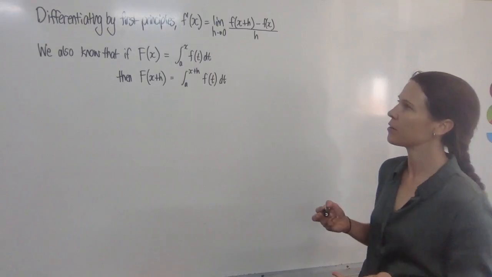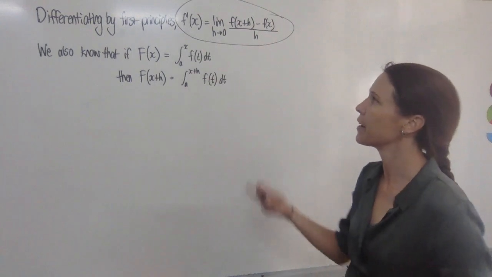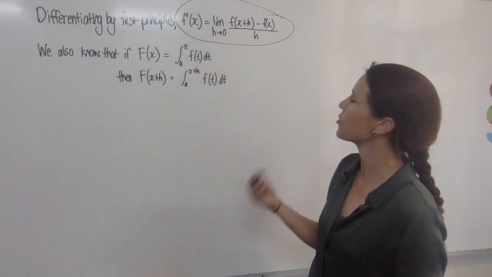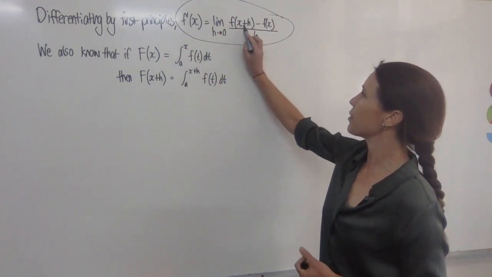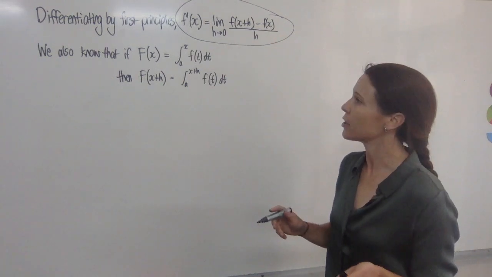We're going to prove that differentiating the area under the curve will actually give us little f of x. Now, when you differentiate by first principles, you use this formula. We've seen this a number of times already. F dash x equals the limit as h approaches 0 of f of x plus h minus f of x, all over h. So that's the formula that we're going to use.